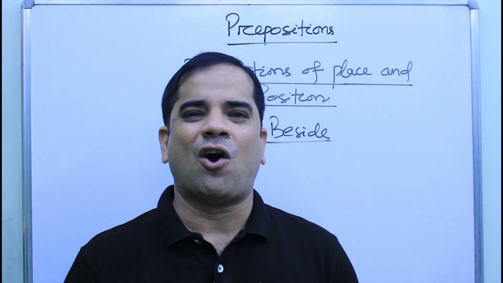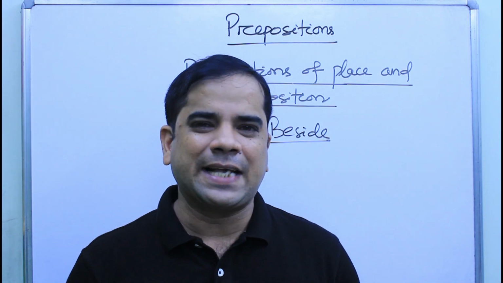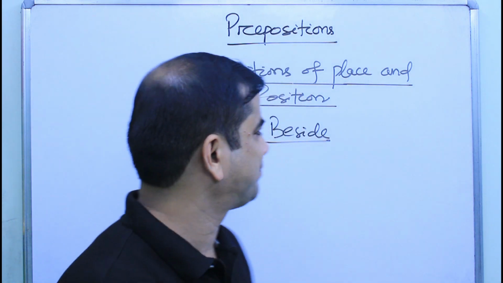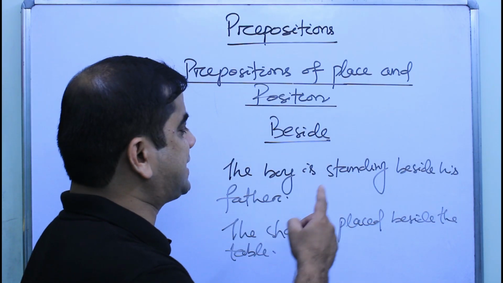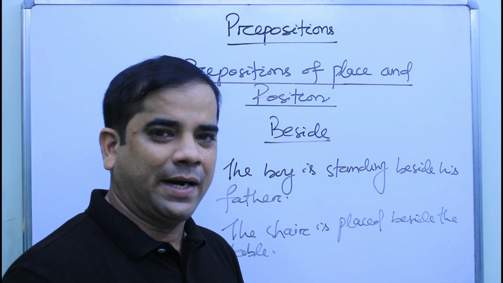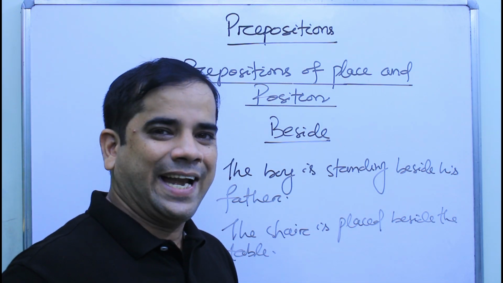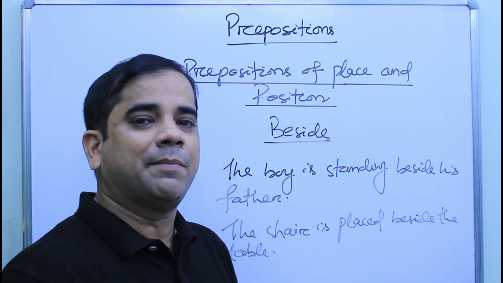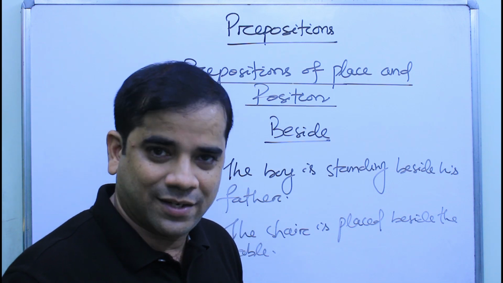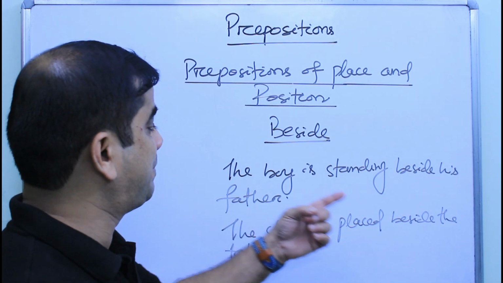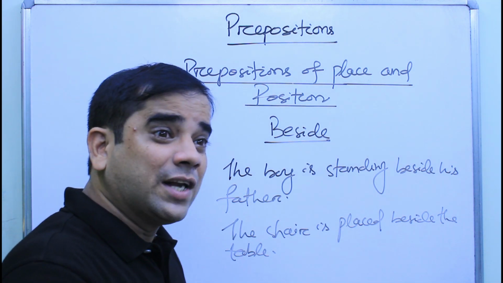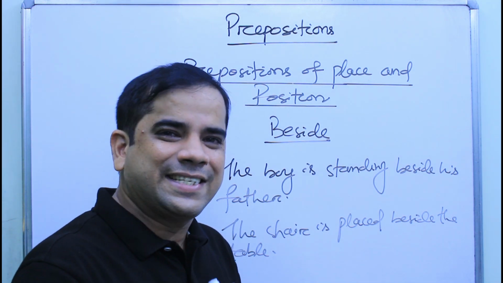Students, let us now discuss some examples to understand the use of beside. In the first sentence, the boy is standing beside his father. That means they are standing together, but the boy is standing on a side of his father. In the second sentence, the chair is placed beside the table. That means the chair is at one side of the table.